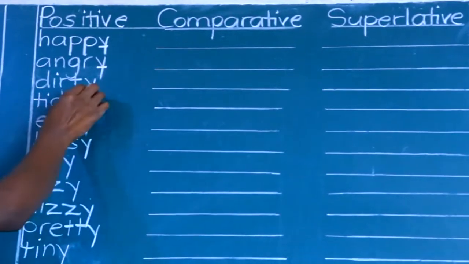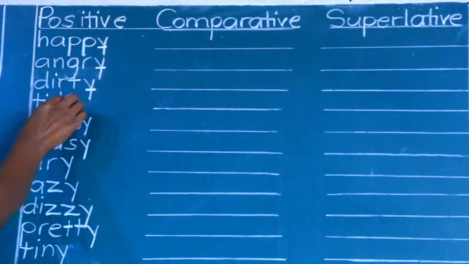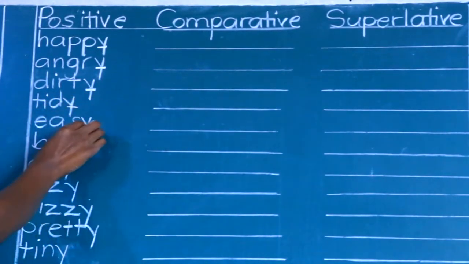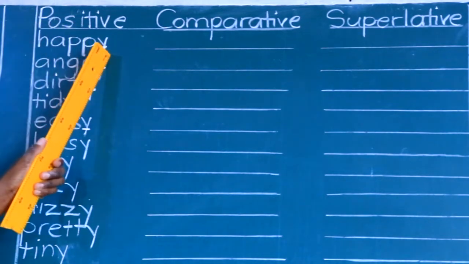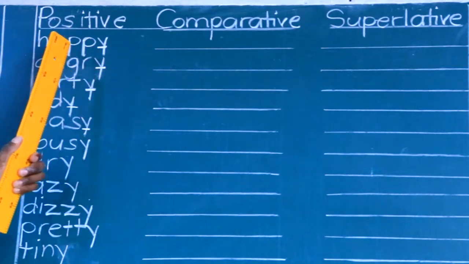Dirty ends in Y. Tidy ends in Y. We have easy ending in Y, and all other adjectives as seen in the list. What happens to the last Y? Normally, you're going to see another similarity. All end in Y, that is one. The other similarity is the last Y is coming after a consonant.